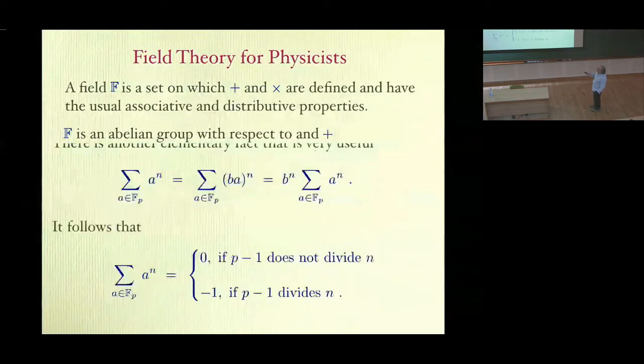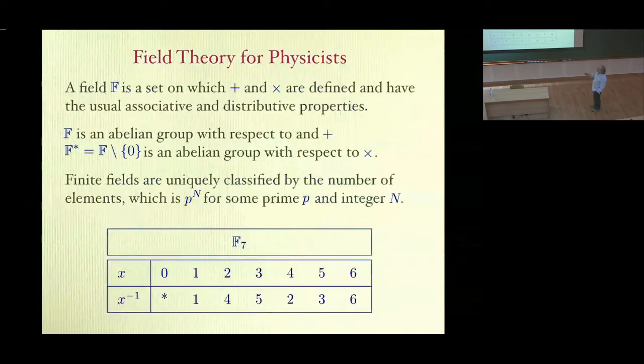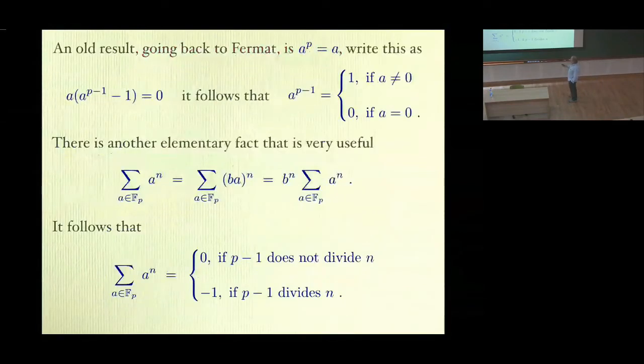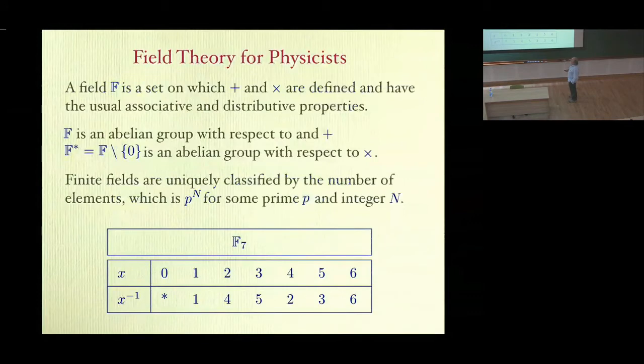So F star, which is F minus 0, has to be an abelian group with respect to times, which means also that you're allowed to divide. So there's an inverse of every element. And then there's one of these amazing facts: a field can be either finite or infinite. Infinite fields are the usual things. The real numbers are a field. The complex numbers are a field. The integers are not a field because the inverse of an integer is not an integer, right?